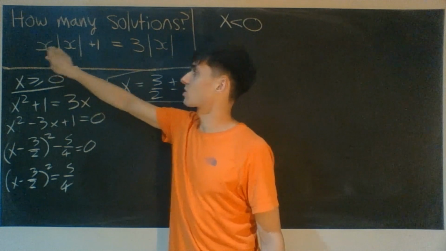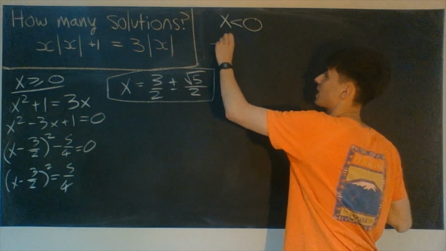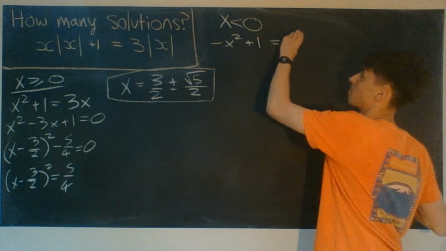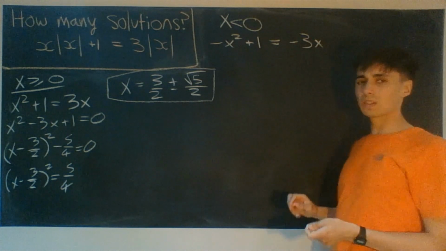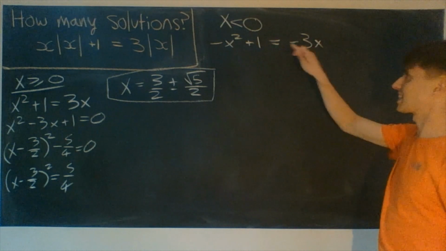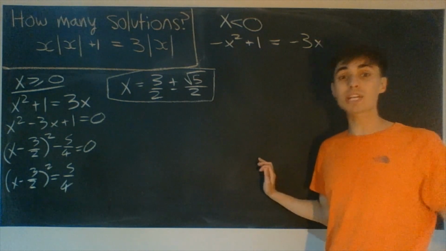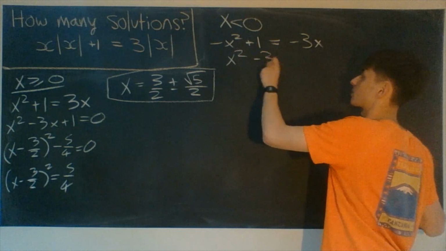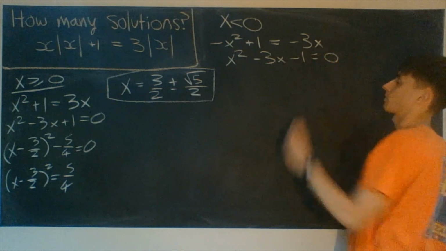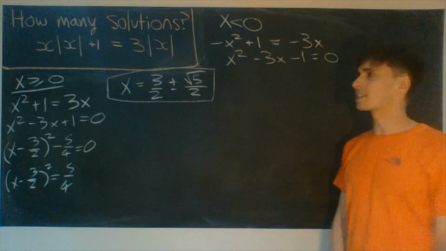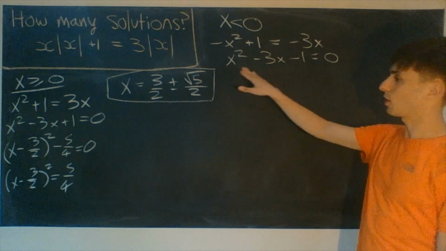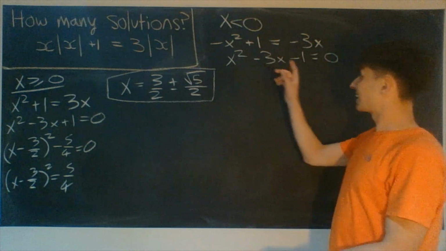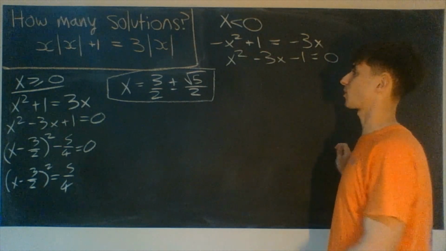So what we've got is x times minus x, that would be minus x squared plus 1. And 3 modulus x will be minus 3x. If we put all these terms onto one side and make it equal to 0 so we can solve this quadratic, we would get x squared minus 3x minus 1 equals 0. This looks really similar to what we already had. Before we had x squared minus 3x plus 1. It's this minus 1 that's going to give us something interesting later on though.